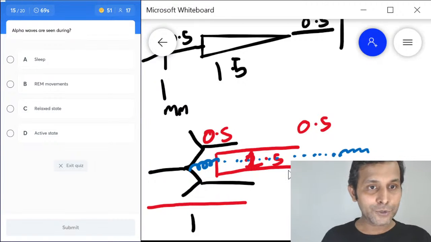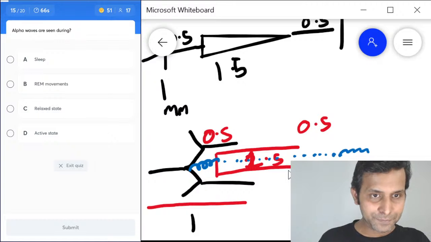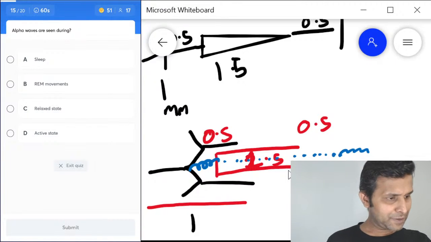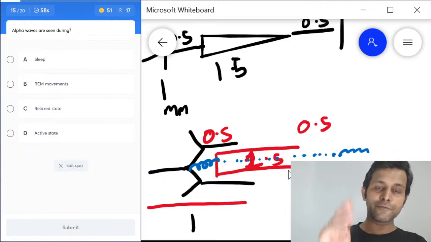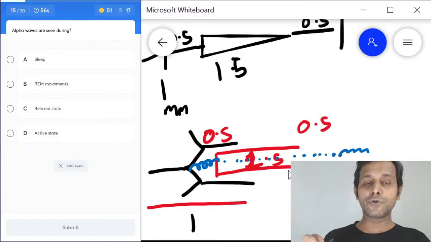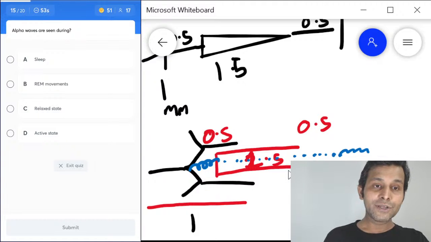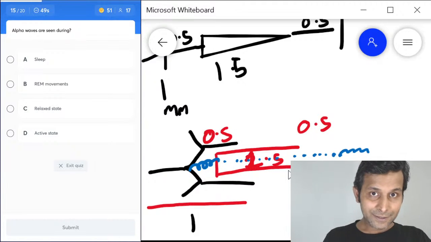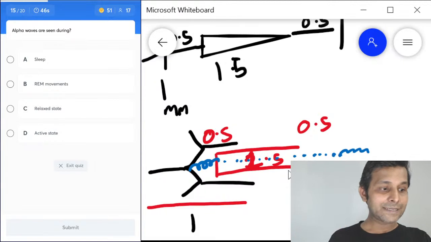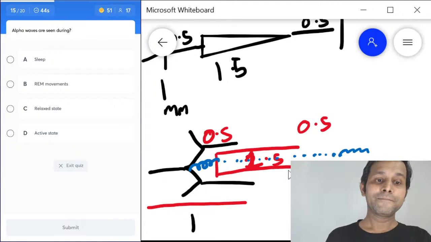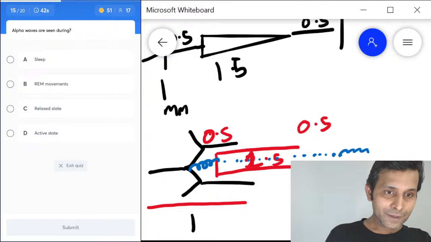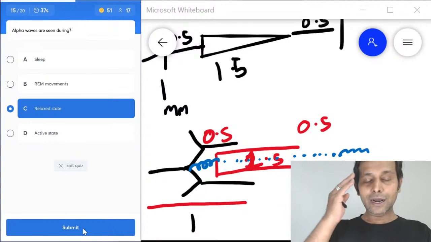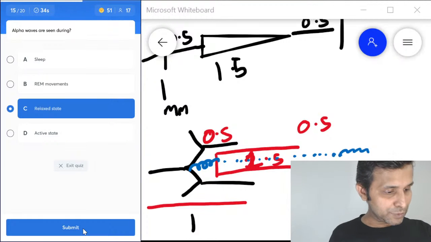I will read out the question again for you. Alpha waves are seen during sleep, REM movements, relaxed state, active state. When do you see alpha waves? I always remember alpha waves as a person doing meditation, and in meditation you are not sleeping but eyes are closed in relaxed state. So the answer is very simple, C. It's a relaxed state. Mind is relaxed, eyes are closed, you don't respond to any stimulus.